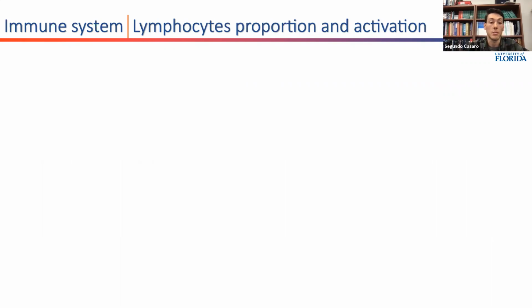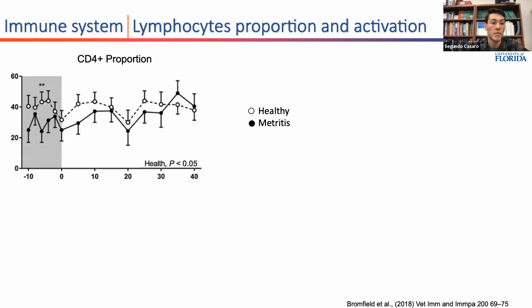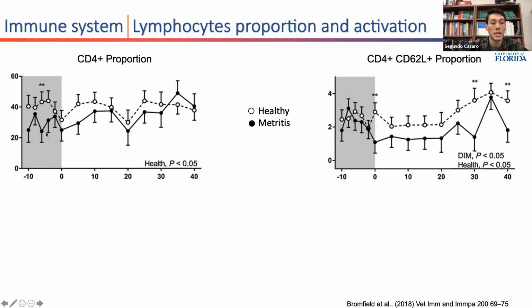Now, so far we have talked about the innate immune system, which, because it's the first line of defense, is the most studied for metritis. But the adaptive immune system also plays a role in the development of the immune response. So here's a study by Dr. Bromfield in 2018, in which you can see that the CD4 positive proportion, which means that they are the T helper lymphocytes, is decreased in cows that develop metritis in the prepartum period. Not only that, the activation of these CD4 cells is actually increased in cows that develop metritis by the day of calving, because if these cells have this marker, they are not activated, they are naive. So if they lose this marker, it means they are activated. So cows that develop metritis have more CD4 activation by the day of calving.